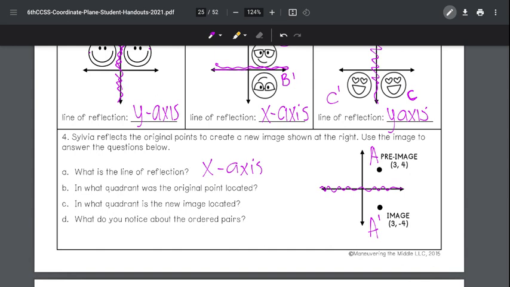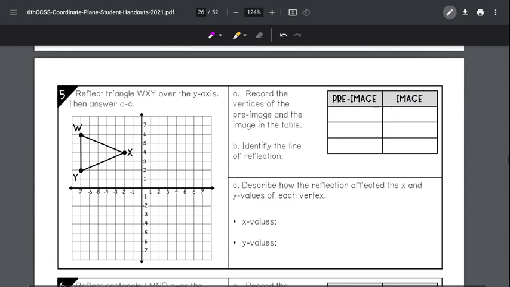In what quadrant was the original point located? 1. In what quadrant is the new picture located? 2, 3, 4. 4. What do I notice about the ordered pairs? My x value stayed the same, and my y values changed signs. 3 and 3 are the same, and 4 and -4 means we changed signs. They're the opposites.